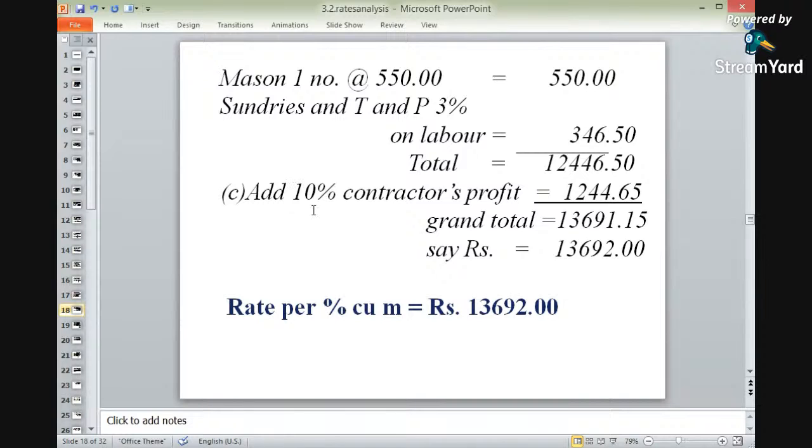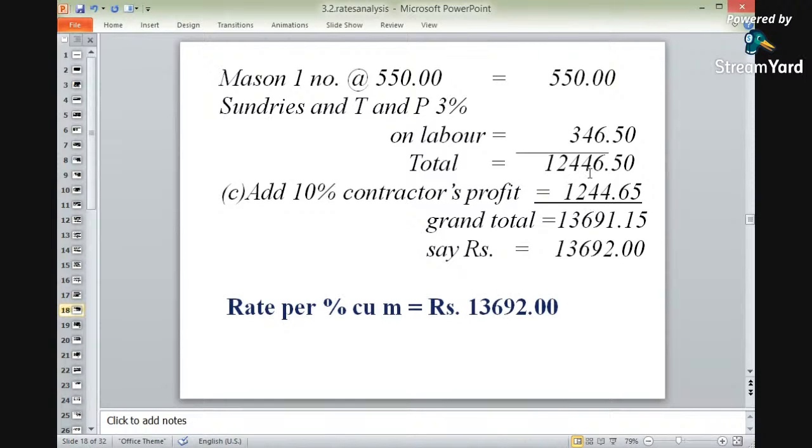Here we are considering 10%. So 10% of this 12446.50 total amount. Already in previous slides we have seen that it has to be taken from the overall cost. So we are considering 10% from the overall cost. Add 10% contractor's profit from overall cost. The overall cost is 12446 after considering labors, mason and tools and plant. So 10% comes to be 1244.65.